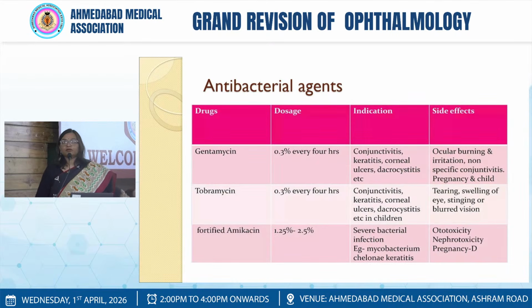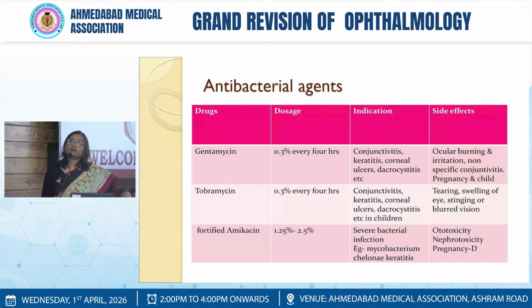The third group of drugs are antibacterial agents. These are usually used, most commonly, in infective conditions like conjunctivitis, corneal ulcers, acute dacryocystitis, endophthalmitis, panophthalmitis, and the most common one is for preoperative prophylaxis and post-operative treatment. So the agents are gentamicin, tobramycin.